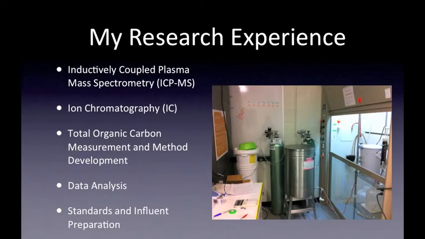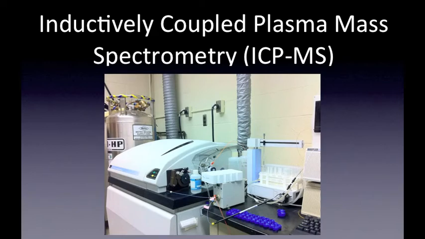As for my own summer research experience, I got a chance to do hands-on inductively coupled plasma mass spectrometry, ion chromatography, total carbon measurement and method development, data analysis, and standard and influent preparation. Inductively coupled plasma mass spectrometry is highly sensitive and capable of determination of a range of metals. It is based on coupling together inductively coupled plasma as a method of producing ions with a mass spectrometer as a method of separating and detecting the ions.